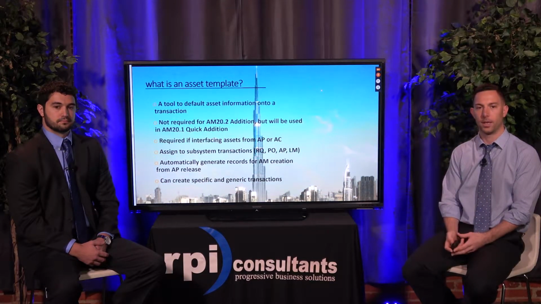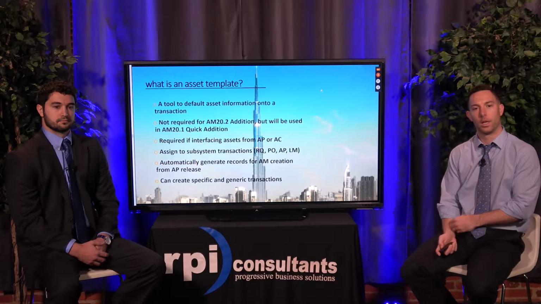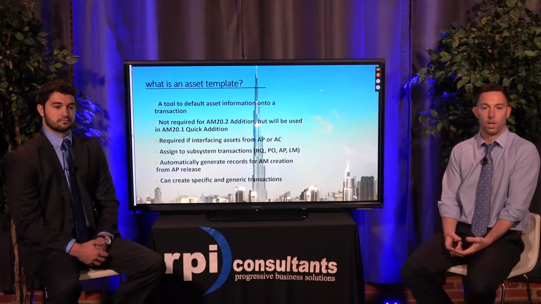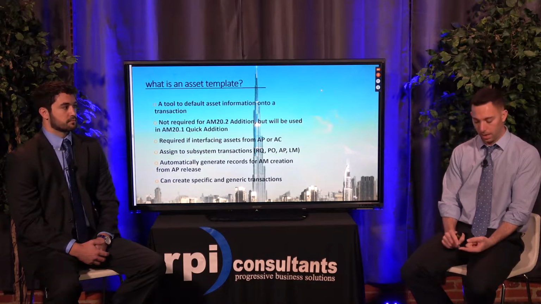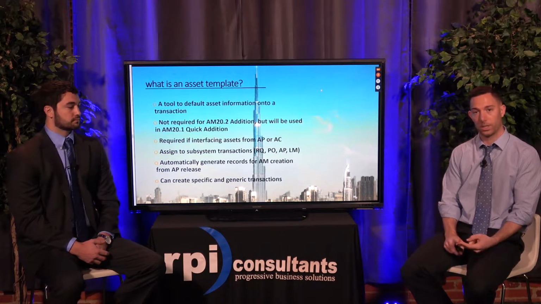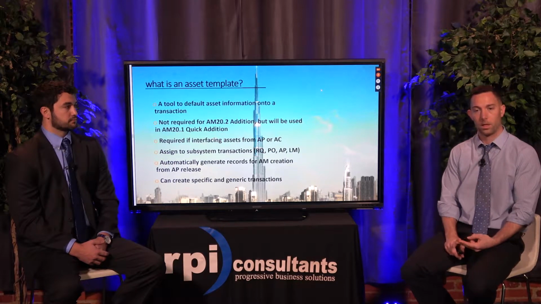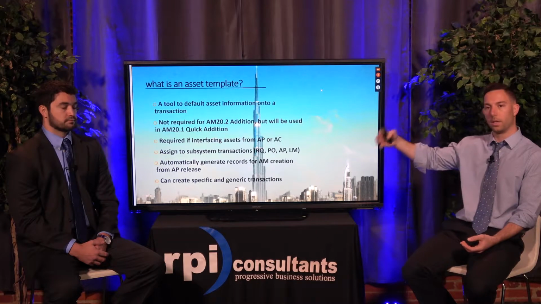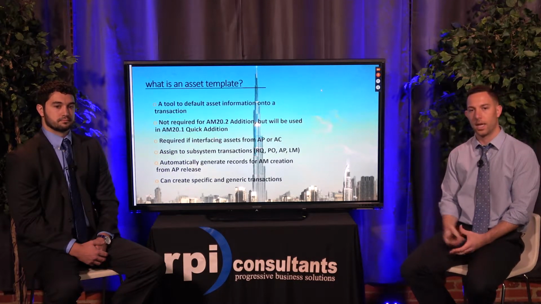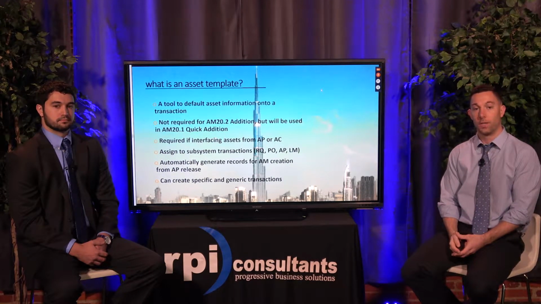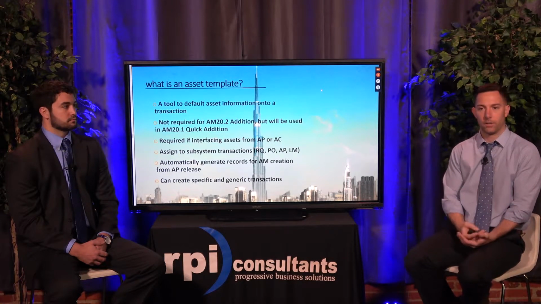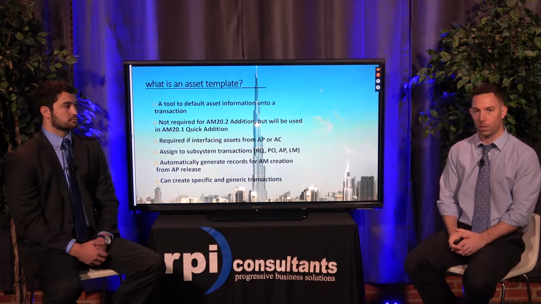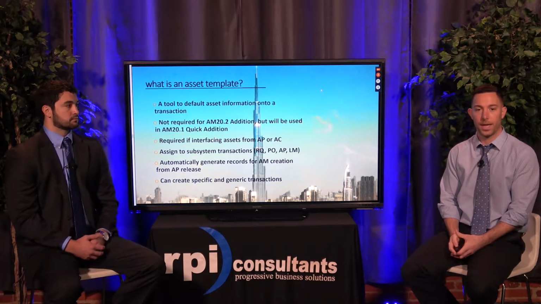You're building an asset template in the AM system, and it's a tool used to default asset information onto a transaction. That transaction could be a purchase order. It could be a requisition. It could be an invoice. We're going to walk through that flow from requisition to PO to invoice in the next slide. But if you don't have Lawson supply chain, you obviously don't have requisitions or POs, but you can still use that template on the invoice. And we're going to go through the value that adds.